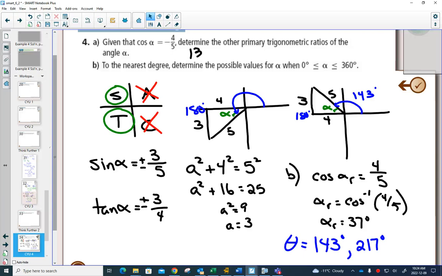And you can circle question 13. I'm going to give you time to work on these.